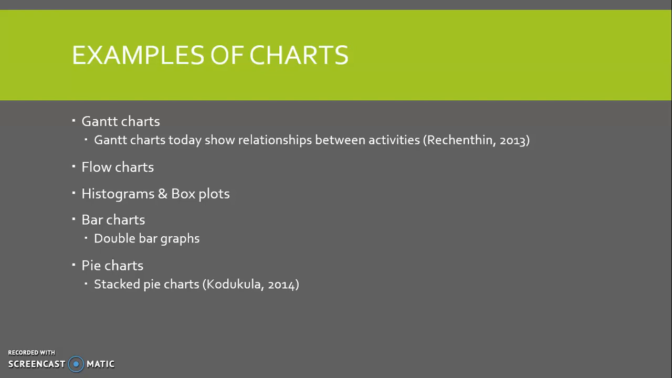Examples of charts. Examples of charts are Gantt charts for project timelines. Gantt charts used today in software are able to show relationships between activities. Another example is flowcharts to show processes, histograms and box plots to show distributions, bar charts, which include double bar charts, to compare different variables.